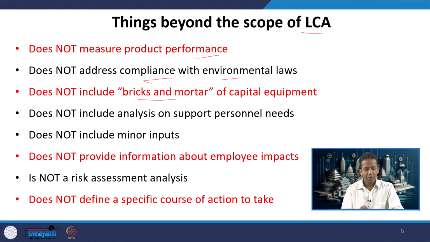It does not include bricks and mortar of capital equipment. Like capital equipment, if you remember, in our first or second phase of LCA, when life cycle inventory was done, we do not include the list of equipment unless it is significantly influencing the functional unit. Per functional unit, if there is a reasonable or considerable measurable change in the value of the equipment, then only we include it. So, it does not include bricks and mortar of capital equipment, and does not include analysis on support personnel needs like manpower and HR benefits. So, there LCA has no role.